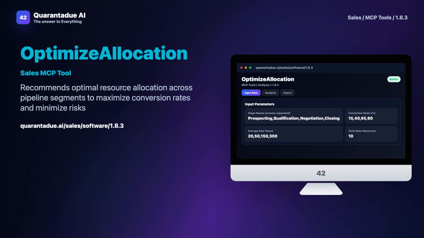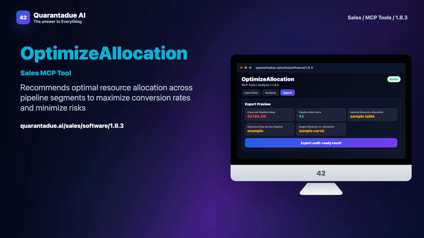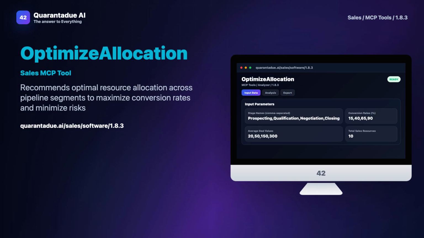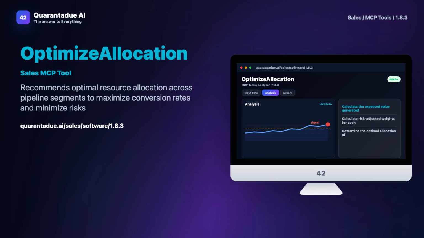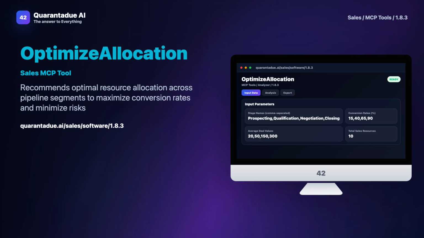If you're in sales leadership, you know that allocating resources across your pipeline is one of the most controversial and difficult tasks. Everyone has an opinion, but without data, it's just guesswork. In this video, I'll explain how OptimizeAllocation uses quantitative analysis to take the guesswork out of resource allocation so you can maximize conversions and minimize risks. Let's start with why this problem exists.